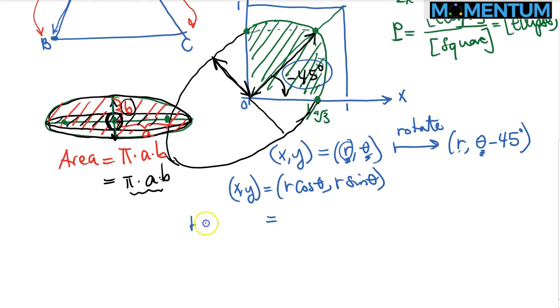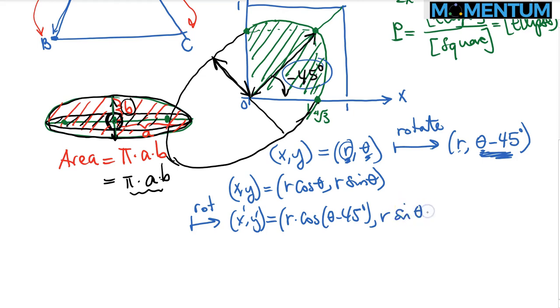So therefore, after the rotation, the new point x prime y prime would be the following. Okay, I hope this is the correct convention. So it will become r times cosine of theta minus 45 degrees, and then r times sine of theta minus 45 degrees, and that's it.